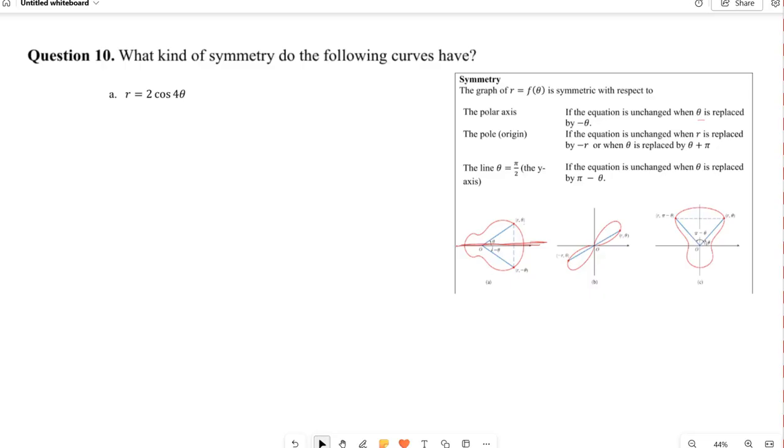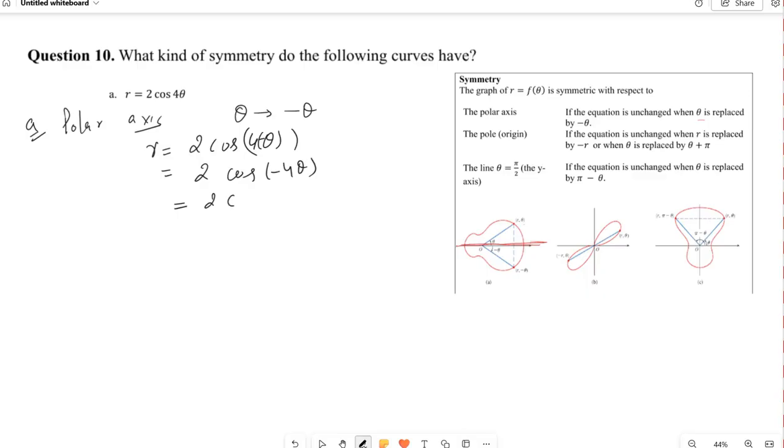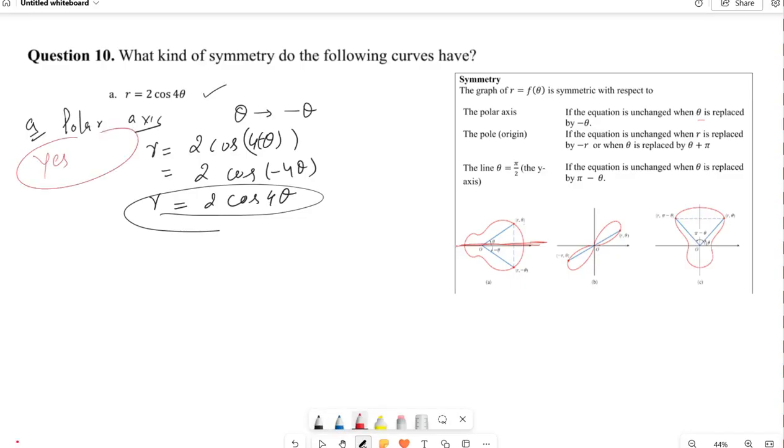Here is another example of checking the symmetry. Let's try one at a time. The first one is the polar axis. Change theta to negative theta. See if the equation changes. r is equal to 2 cosine of 4 times negative theta. That's cosine of negative 4 theta. Cosine is an even function, so it stays the same at negative. So it's the same equation as the original one, right? Therefore, yes, symmetric with respect to the polar axis.